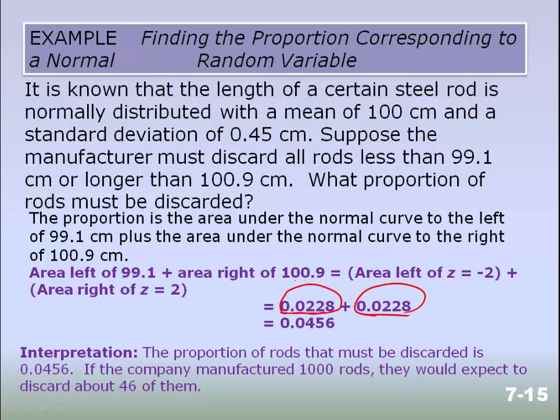The proportion of rods that must be discarded is 0.0456. This means if the company manufactured 1,000 rods, they would expect to discard about 46 of them. You wouldn't have to go with 1,000. You could also say if they manufactured 100 rods, they would discard about 5 out of every 100 rods, because 0.0456 rounds to 0.05, which is the fraction 5 out of 100.